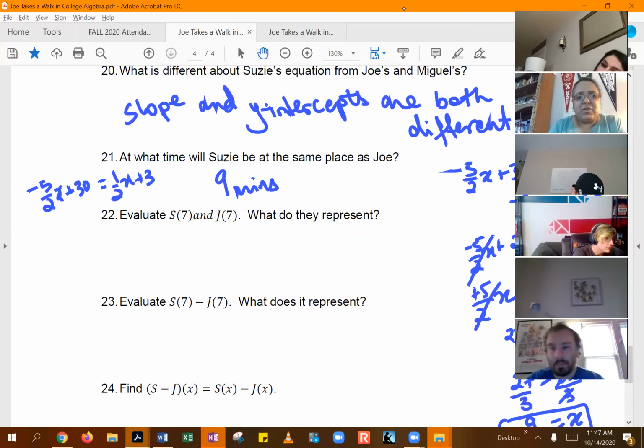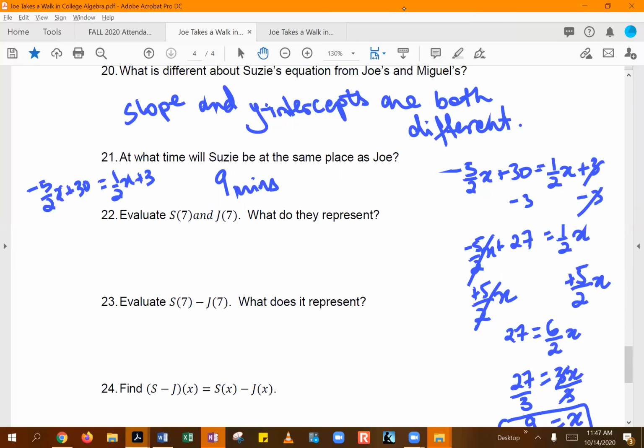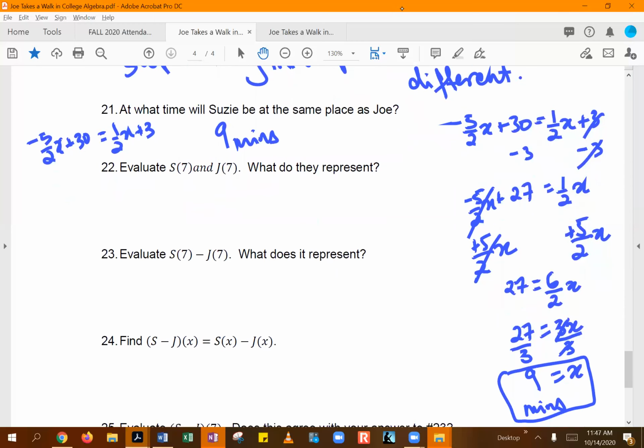Yeah. So they are saying evaluate S of 7 and J of 7. What do they represent? So what would you say about this? You're just going to plug the 7 in for x in the Susie equation or the Joe equation. Okay, Joe, that's fine. Joe, sorry. Somebody with J. Yeah. And what would we end up getting for that?